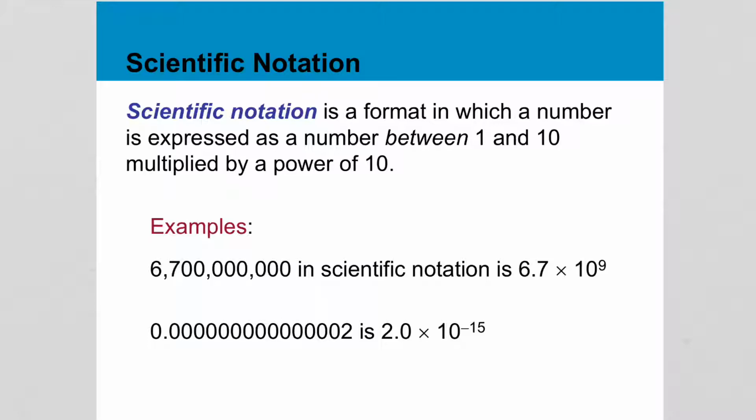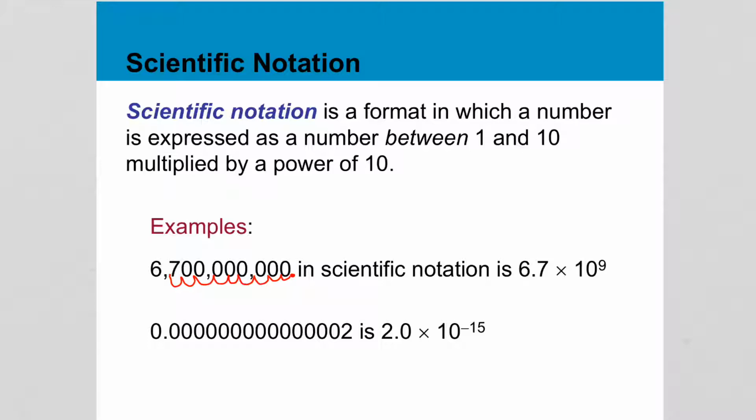So, for example, this is 6,700,000,000. Right now, the decimal is here. If you count the decimal places, 1, 2, 3, 4, 5, 6, 7, 8, 9, there's 9 decimal places after the very first number. So that's what makes it 6.7 times 10 to the 9th. That's a big number, so it's got a positive exponent.